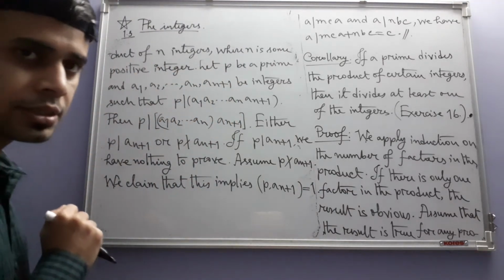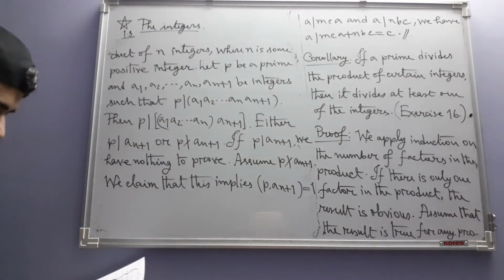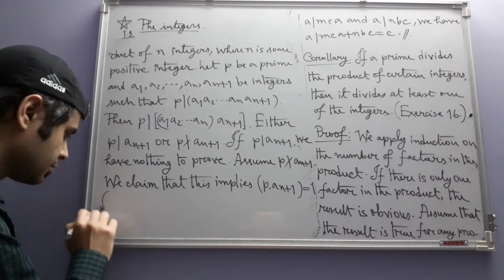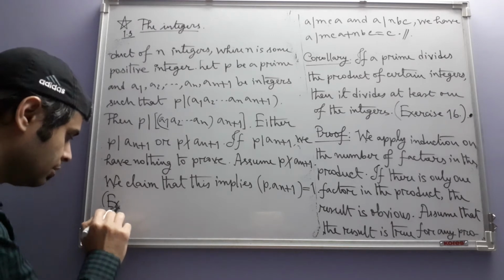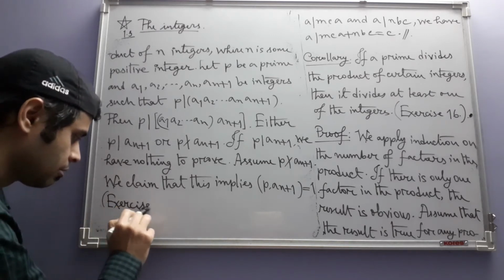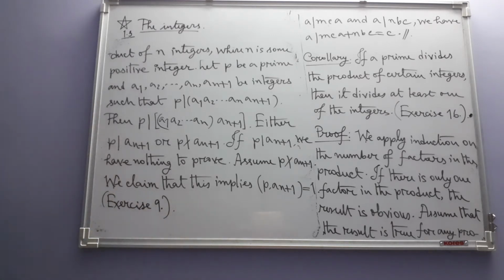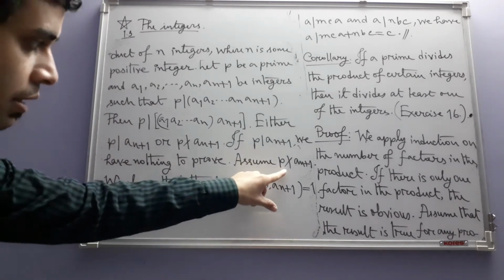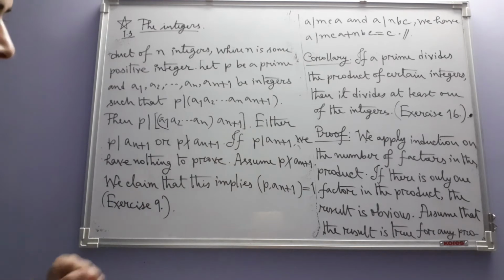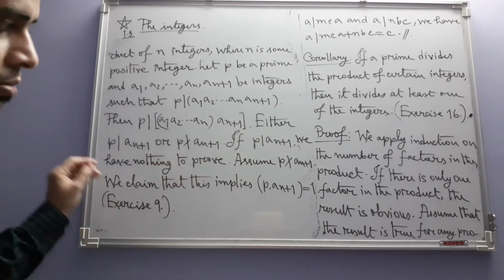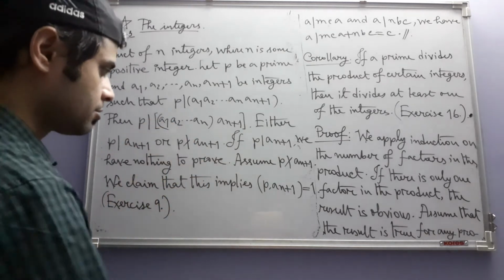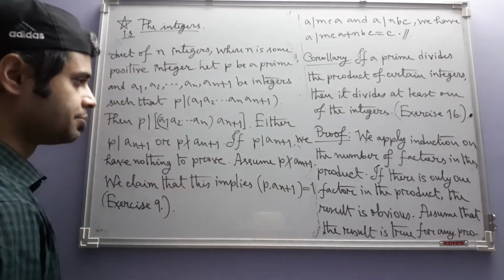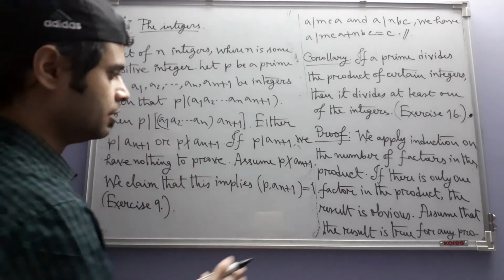To prove this claim, we have to look at an exercise, and that is exercise 9. So we assume this result for now. When we prove exercise 9, it will be clear why this is the case. Okay, so this remains incomplete, but it will be completed. So for now we have got this, right?